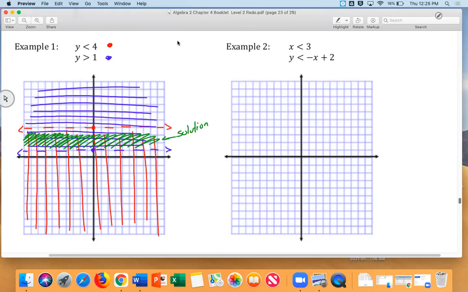Here, for example, the top one's going to be blue. X equals a number, or X is less than a number, is a vertical line. So I'm going to go to 3 on my x-axis and draw a vertical line. It says X is less than, so I'm going to shade to the left.